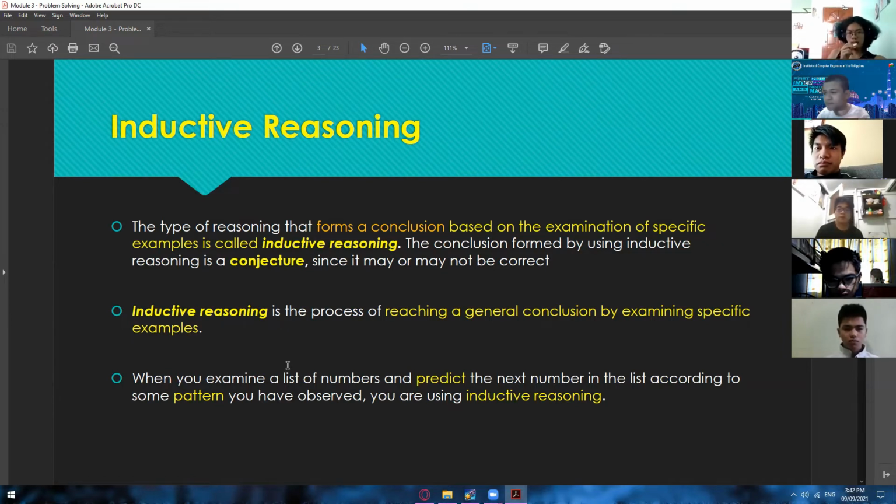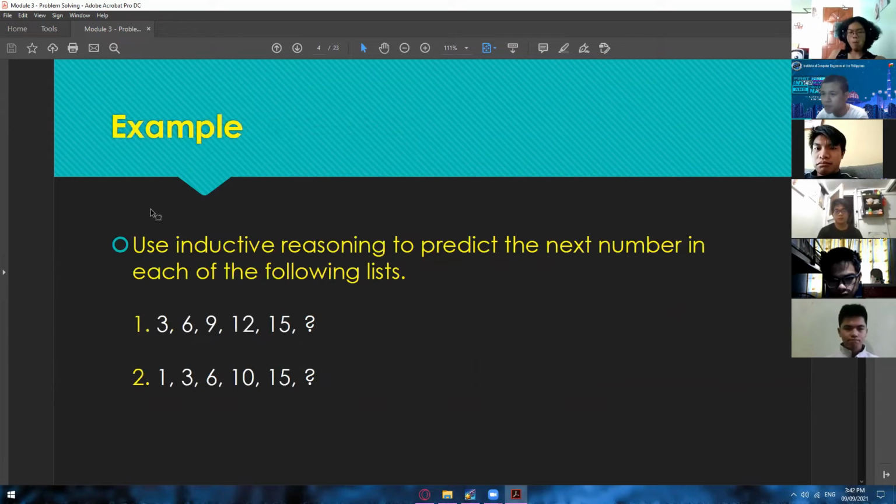Let's have an example. Use inductive reasoning to predict the next number in each of the following lists. Number one, we have 3, 6, 9, 12, 15. What is the next one? 18. Yeah, of course, most of you will answer 18. It's a natural pattern already, so without realizing it, the next number that you will say is 18.